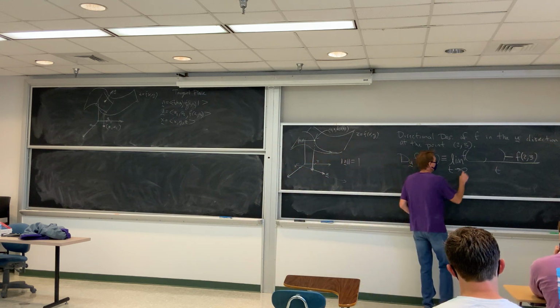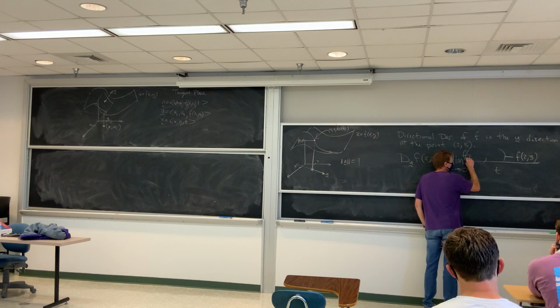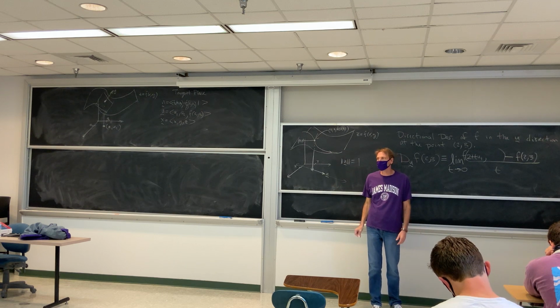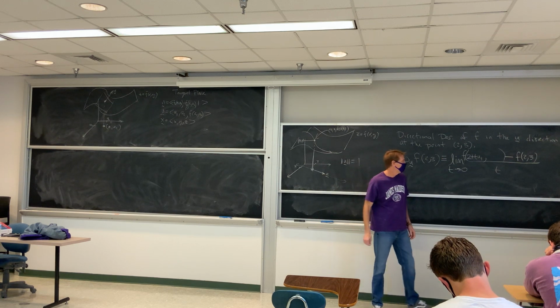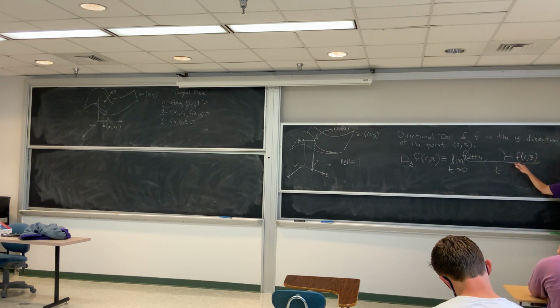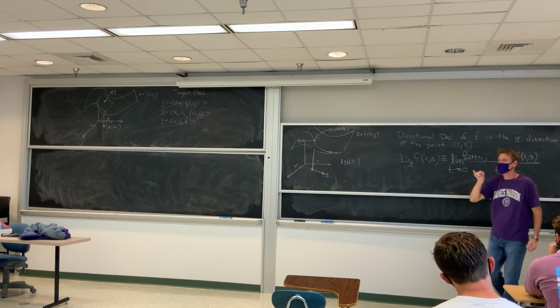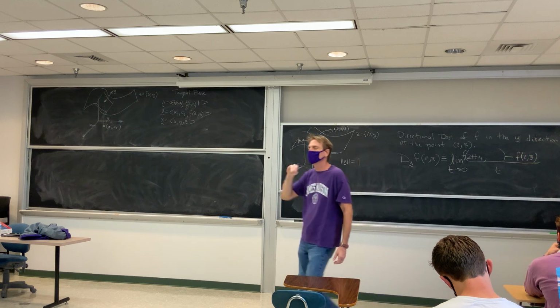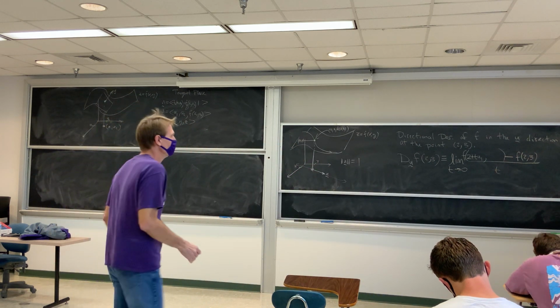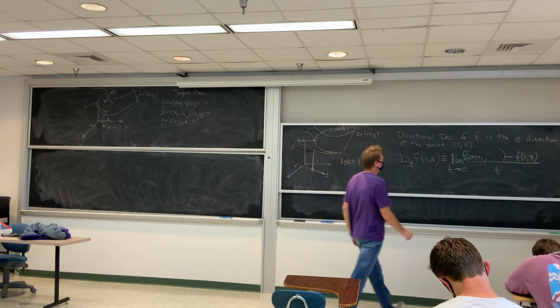It's going to be the point 2 plus t u1. And then, could you guess what the second component could be? If the first component is 2 plus t u1, could you guess what the second coordinate would be? 3 plus t u2.